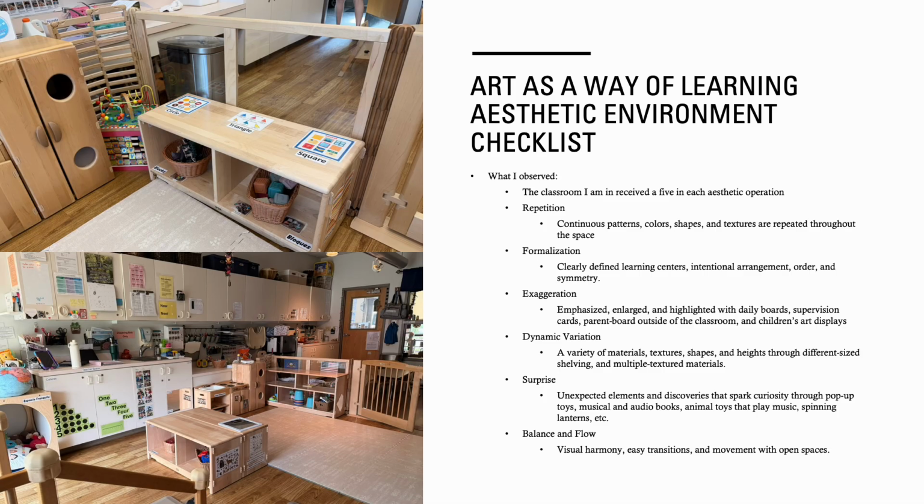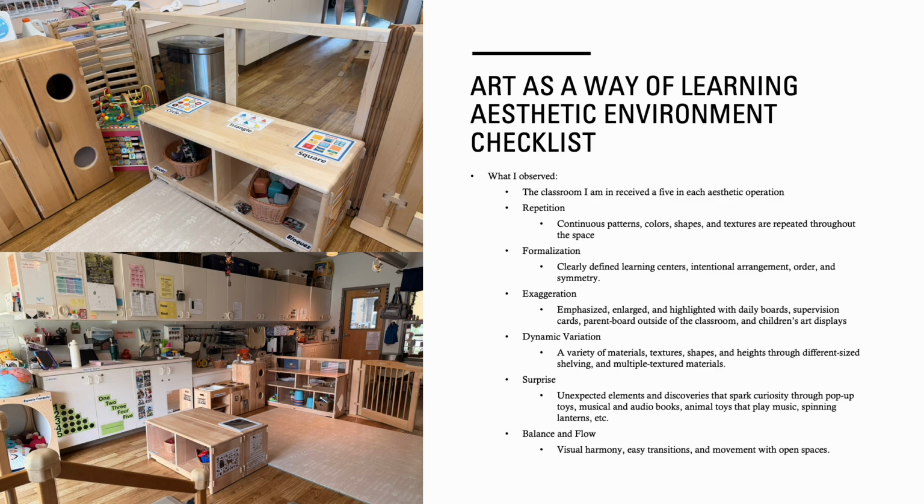The second assessment that I had completed is Art as a Way of Learning Aesthetic Environment Checklist. Through my observation, each section of this checklist received a 5 in the aesthetic operations. These are a few examples of what I had found in each section. So for repetition, I found continuous patterns, colors, shapes, and textures that are repeated throughout the space. For formalization, there were clearly defined learning centers, intentional arrangement, order, and symmetry.